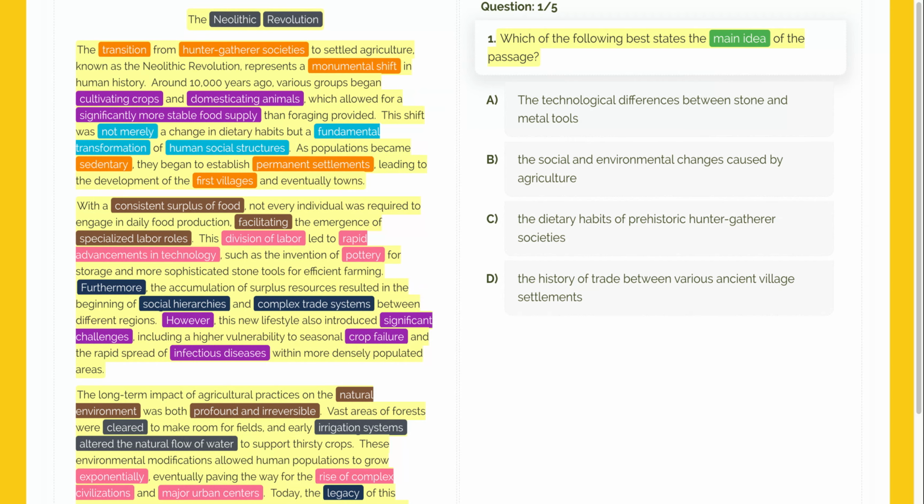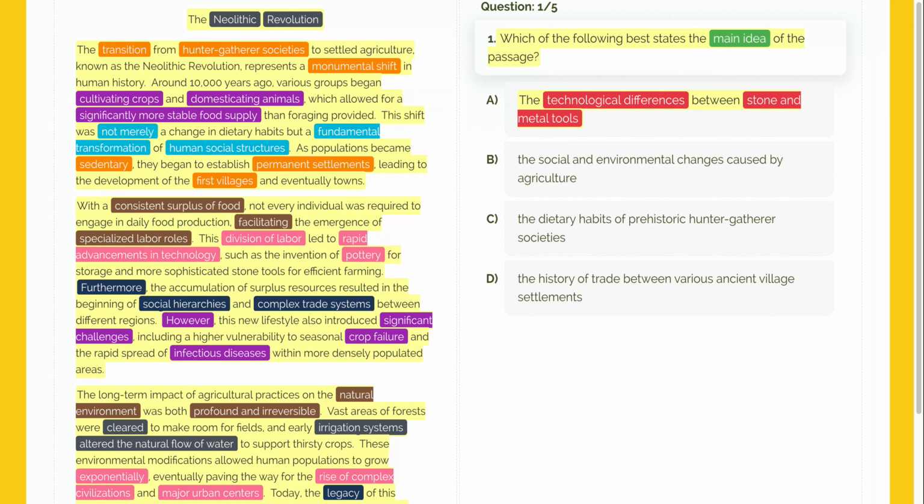Remember, for main idea questions, the correct answer must be broad enough to cover the whole passage, but specific enough to be accurate. A common trap is choosing an option that is true, but only covers one small part of the text. Let's take a closer look at option A, the technological differences between stone and metal tools. This option focuses on technological differences regarding stone and metal tools.